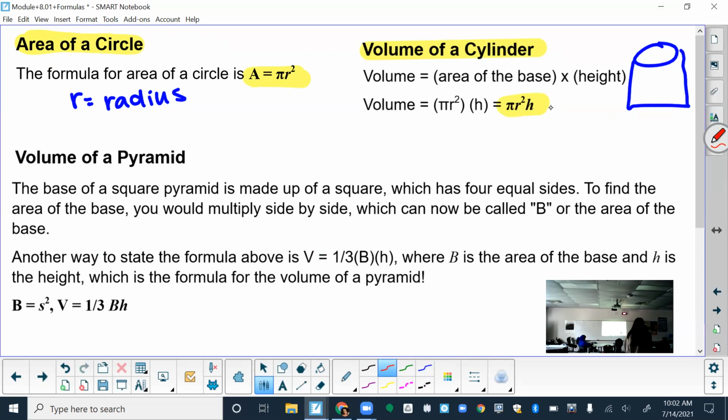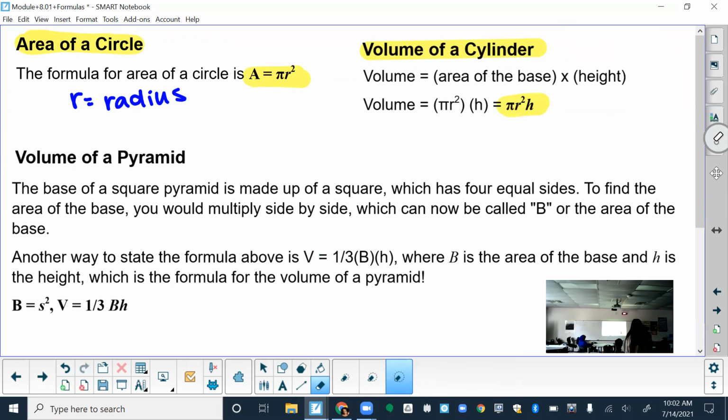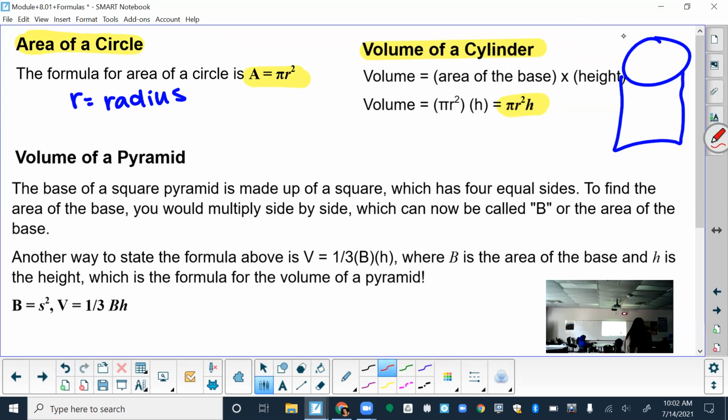Where R is your radius again. So it's half of the circle that's on top. I kind of labeled it up there. Maybe you want to make it a little bit bigger. All right. So R for your radius would be here. And then your height would be the height of the cylinder. All right, so how tall is your cylinder?